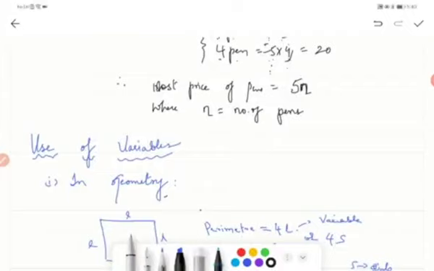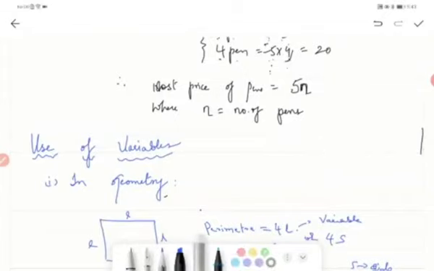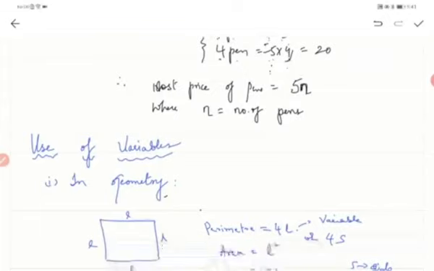So in geometry, what do you study? You study the different shapes, right? Triangle, square, rectangle, circle, and many more, polygons and all. So I hope you have the basic knowledge about geometry. Let's see how these variables are used in geometry.